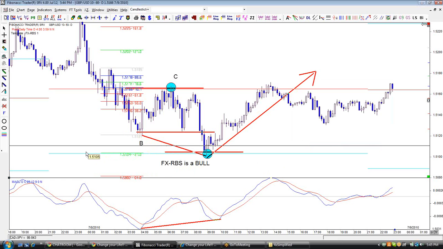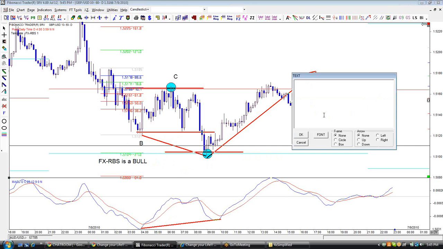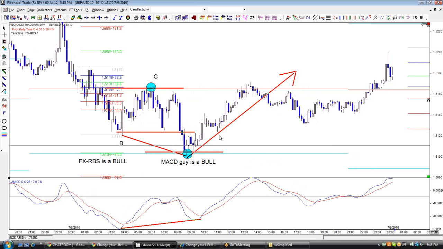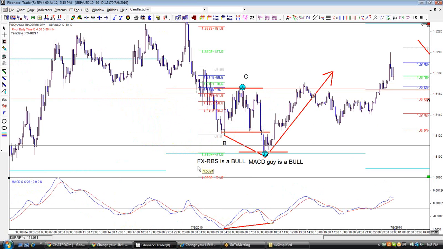Somebody saw that pivot line and that MACD divergence, and he said, he is a MACD guy, somebody who's trading based on MACD with pivots, and there are a lot of strategies based on MACD and pivots. Well, the MACD guys are buying here. So we're buying. The MACD guys are buying as well.